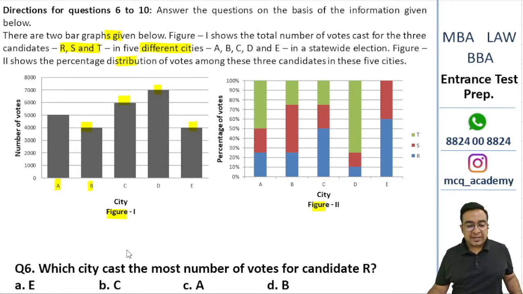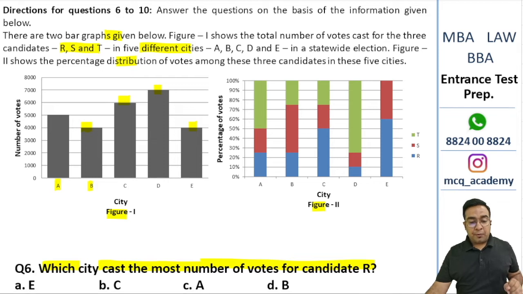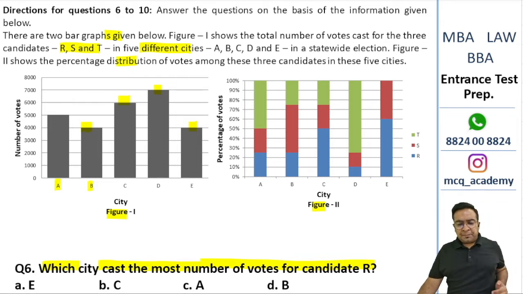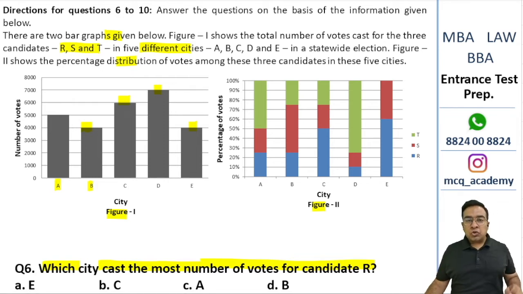क्वेश्चन नंबर 6 के साथ में आगे बढ़ते हैं. Which city cast the most number of votes for candidate R. Now a very important question. जब आप इस डेटा को देखोगे तो most of you would commit a mistake कि आपको लगेगा आर यहां पे रिप्रेजेंट किया जा रहा है ब्लू पोर्शन ऑफ ग्राफ से, तो ब्लू पोर्शन जहां पे सबसे ज्यादा होगा वही सिटी आपको सबसे ज्यादा वोट्स भी दे रही होगी आर के लिए. तो many of you would go on to mark E as the answer.